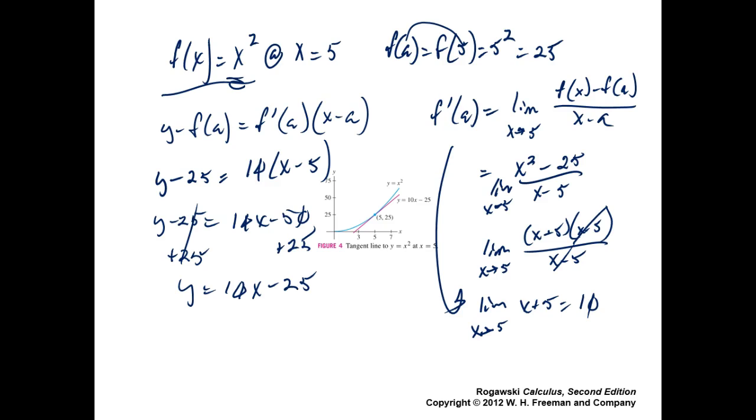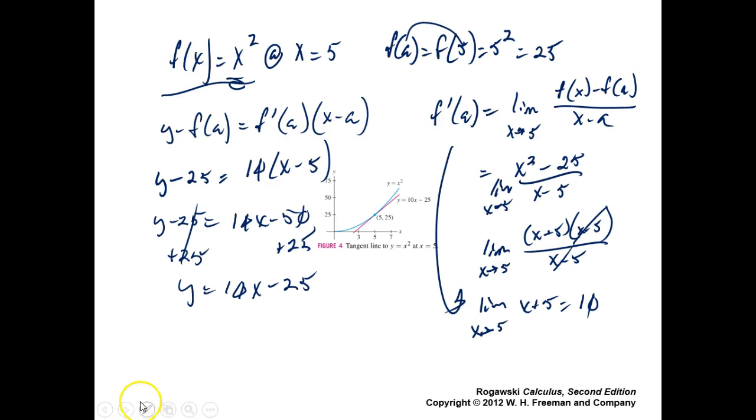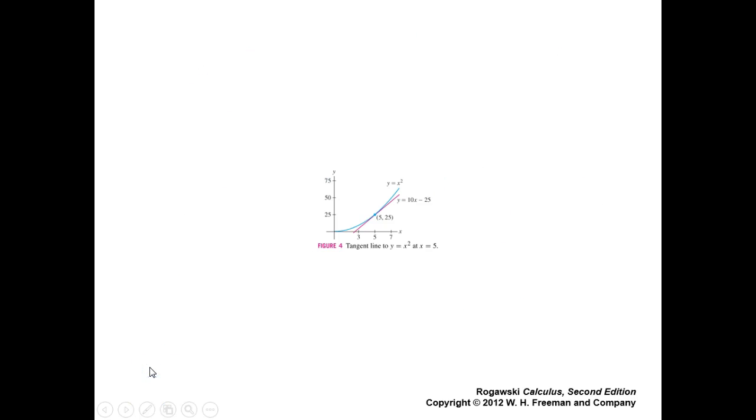So example 2 does not have a slide. So let's just clear this out of the way, and we'll do example 2 on this slide. Compute f prime of 3, where f of x is equal to x squared minus 8x.